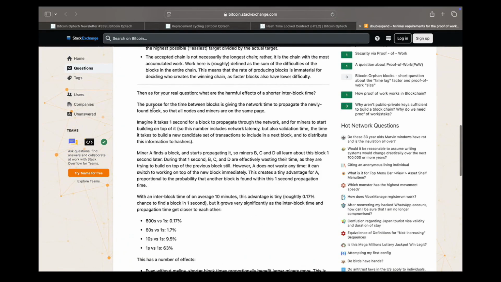Right, let's see this answer. The purpose for the time blocks is giving the network time to propagate the newly found blocks so that all nodes and miners are on the same page, right? So Bitcoin is a decentralized network, right? When a block is mined, the node that mines that block propagates it, right? It's a peer-to-peer network, right? Peers announce. There's no central point of authority that tells you that a block is mined, right? It's a gossiping network. So when a miner mines a block, the miner announces it to the network, right?